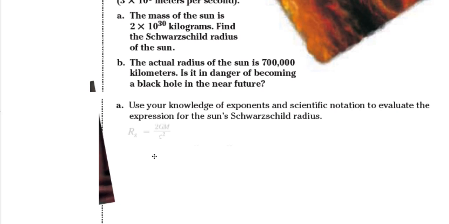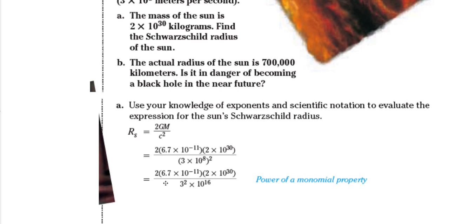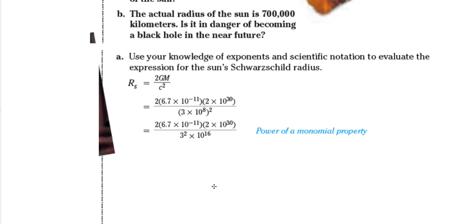First, let's look at the formula. R sub s is equal to 2GM all over c squared. Okay, and this becomes 2 times 6.7 times 10 to the negative 11, which is the constant of gravity, and 2 times 10 to the 30th power, which is the mass of the sun, all over c squared, which is the speed of light. So we end up with, simplifying this further, 2 times 6.7 times 10 to the negative 11 times 2 times 10 to the 30th over 3 to the second power times 10 to the 16th power, again using our rules of exponents. Okay, product of a product.